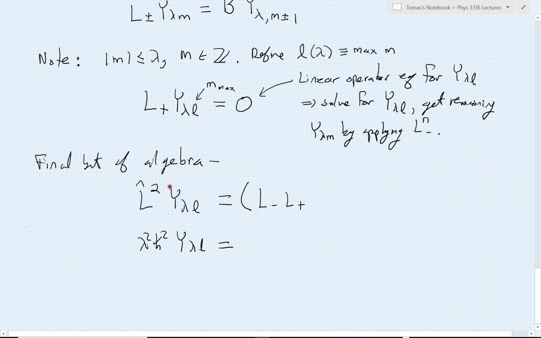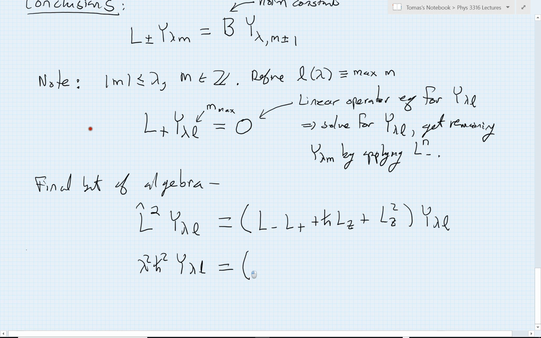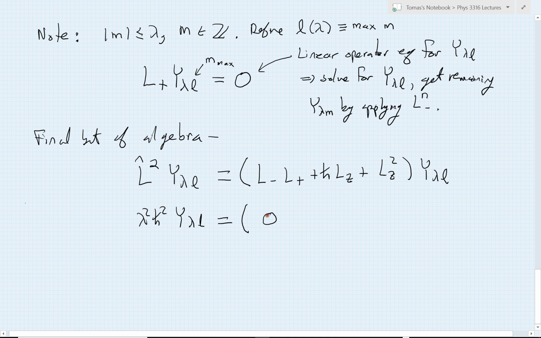So I'm going to focus on this particular order for reasons that you will see in a moment, plus h bar LZ plus LZ squared, all applied to y lambda L. Now I can evaluate this using the known properties of my operators. And the key observation is that when I'm talking about the terminating state, when I apply L plus to that state, by its very defining relation, I get 0 for this first term. So the first term is going to give me back 0.